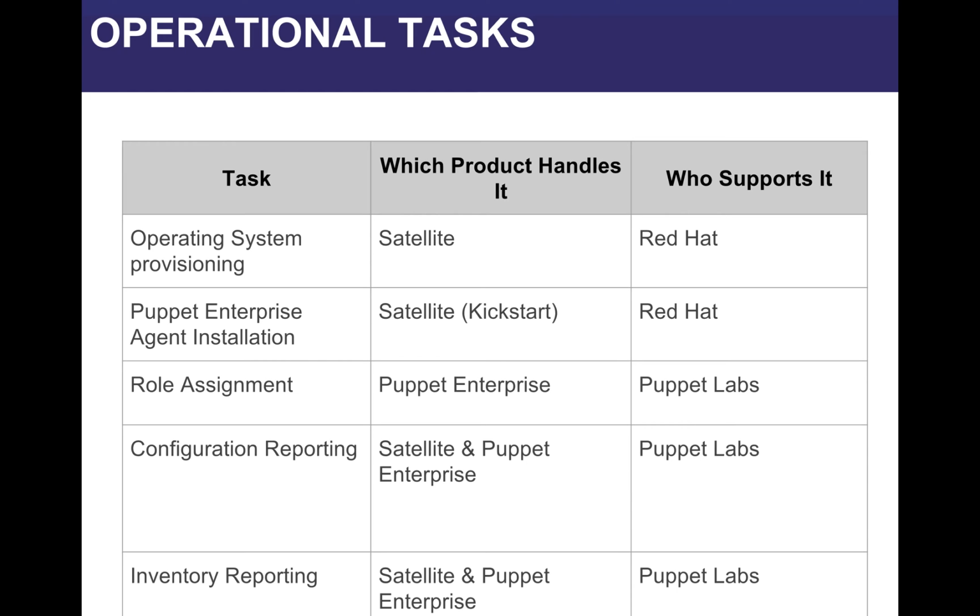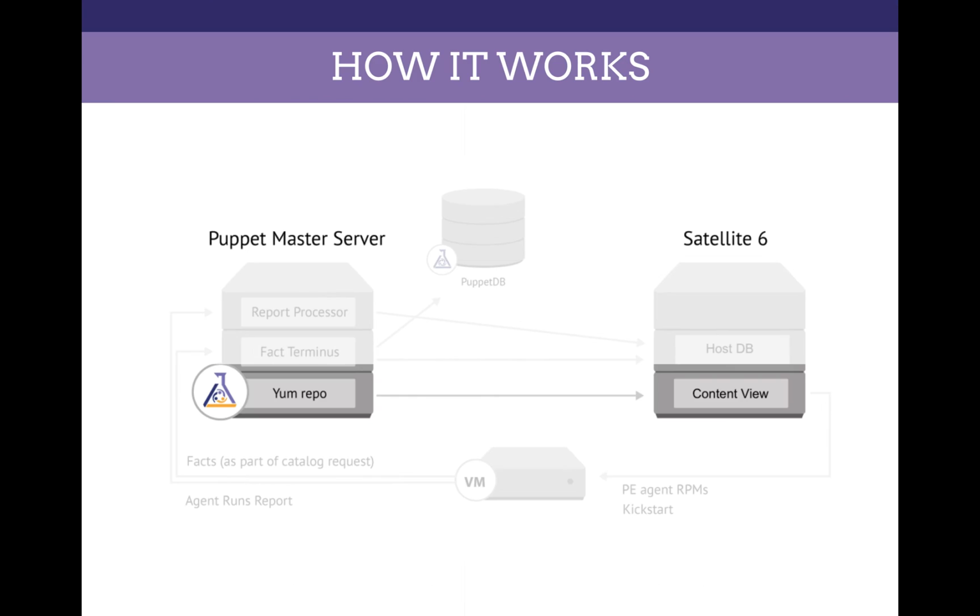For configuration reporting and inventory reporting, both Satellite and Puppet Enterprise have really great support for this, and we want to be able to leverage both. It doesn't make any sense for the data to only be in one product. So part of this integration is allowing both products to consume the data that the Puppet agent is producing. Both of the configuration reporting of the changes that are being made, hopefully nothing, but as run reports come in, Puppet Enterprise will consume them and then send the data back over to Satellite so that you have them in both places and you can use both products as you expect.